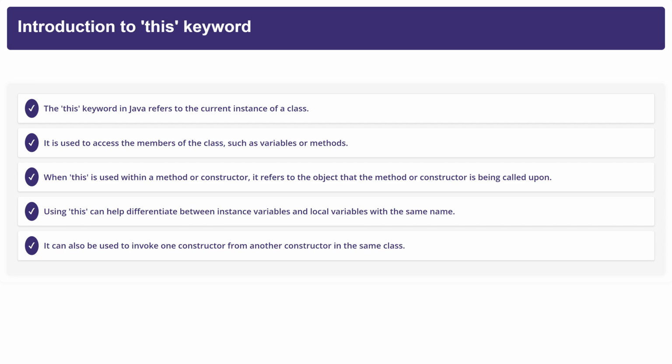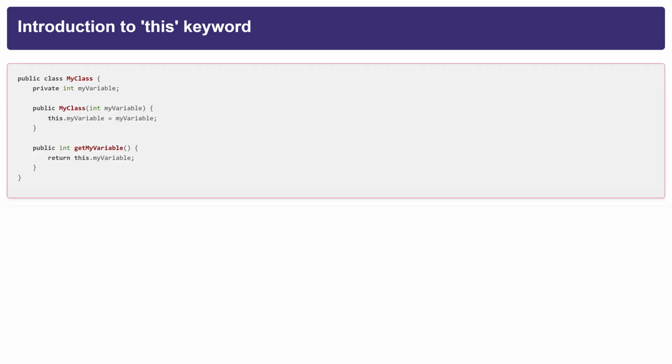It can also be used to invoke one constructor from another constructor in the same class. In this example, this keyword is used to refer to the current instance of the class. The constructor takes an argument, myVariable, and assigns it to the instance variable, myVariable, using this.myVariable. The getMyVariable method returns the value of myVariable using return this.myVariable.